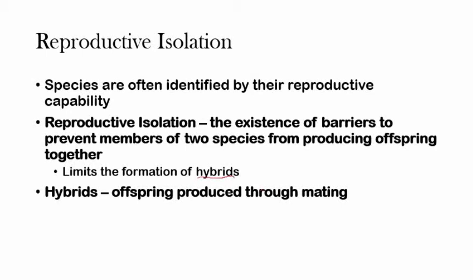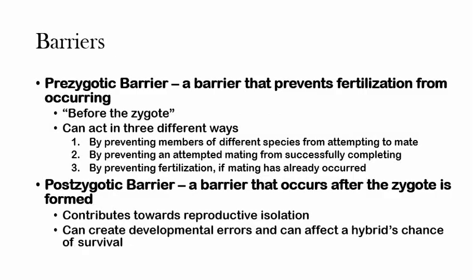What is a hybrid? Hybrids are offspring produced through mating. Okay. So when we talk about reproductive isolation, we usually classify them into two categories, pre-zygotic barriers and post-zygotic barriers. Okay. And let's first talk about what a pre-zygotic barrier is. A pre-zygotic barrier is a barrier that prevents fertilization from occurring. You can think of this as before the zygote.